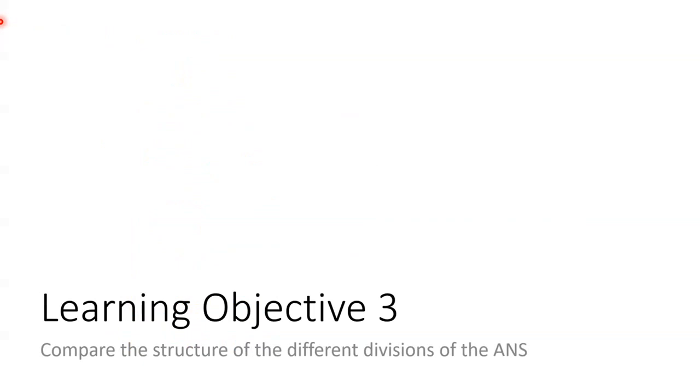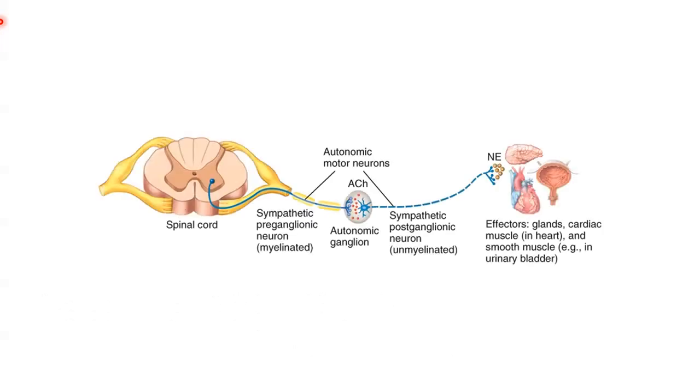So now, having compared the functional differences of the sympathetic and the parasympathetic divisions of the autonomic nervous system, learning objective number 3 is to compare the structural differences. So we established earlier in the lecture that the motor pathways in the autonomic nervous system generally contain 2 neurons from the spinal cord to the effector. The first neuron in that pathway is called our preganglionic neuron because it comes before our autonomic ganglion.